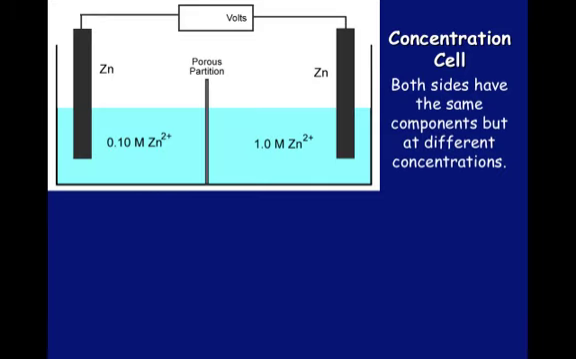Now, cell concentration, when both sides are the same component but different concentrations. Just another variation of type of questions they could ask you. Obviously, zinc is going to be both reduced and oxidized. However, different concentrations are going to drive this reaction in one direction or the other. Again, we got to get to 1 molar.